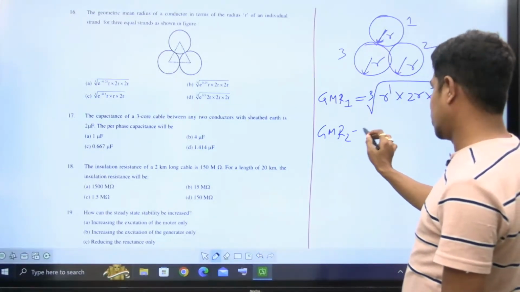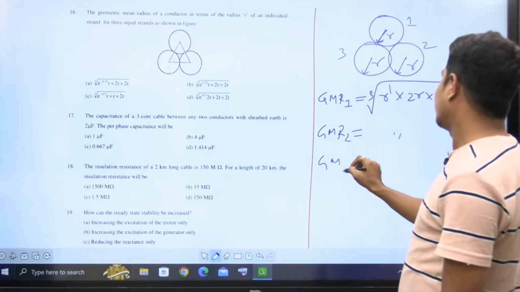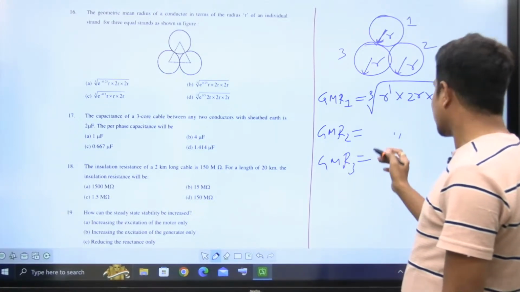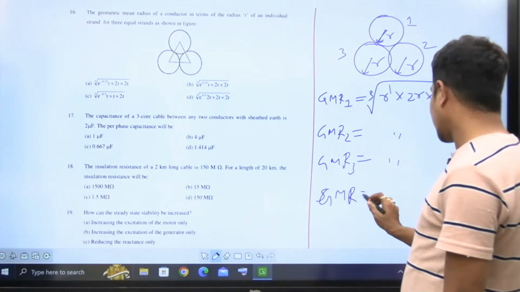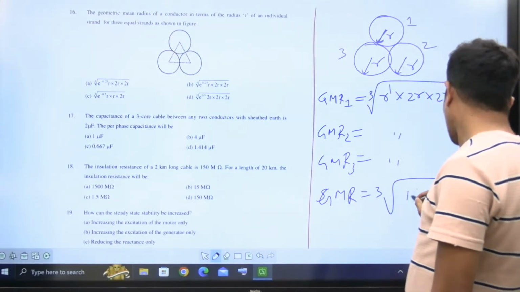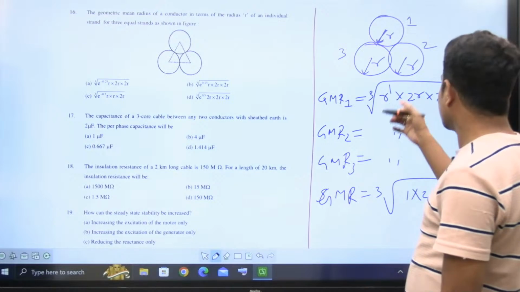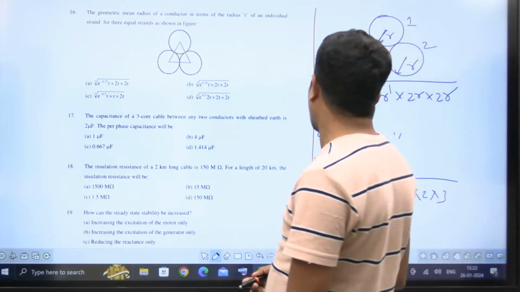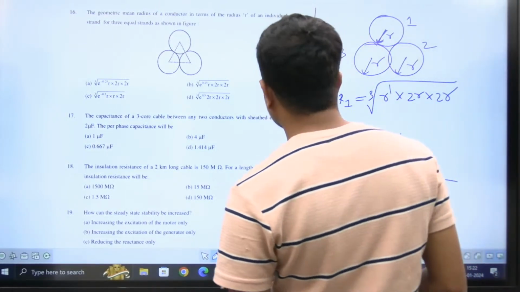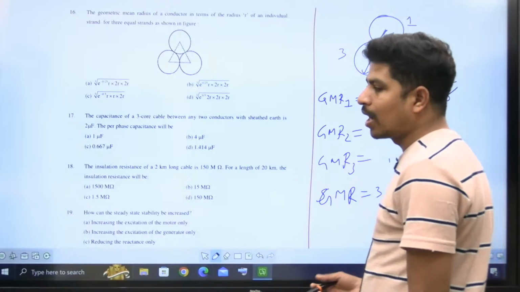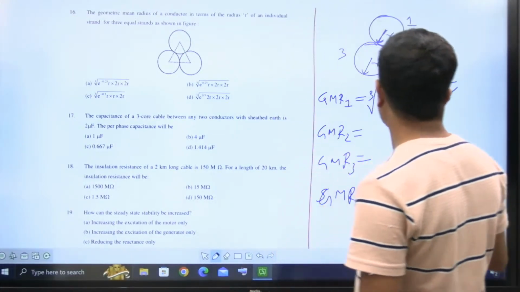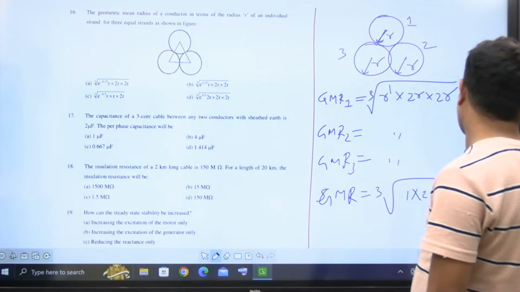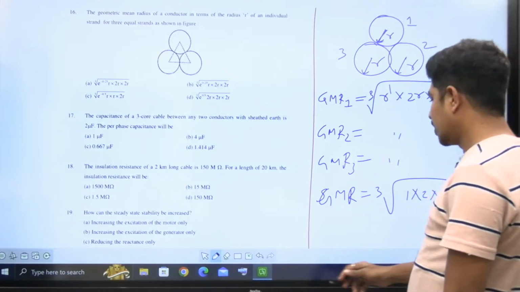The distance is 2r. It is the cube root of GMR of 1 also. Actually, I have written it as self GMD. Same. GMR of 3 also, same. Now GMR of the entire conductor is the cube root of 1 into 2 into 3. That will be the same. That is the cube root of r dash. How much is r dash? 0.7788 into r, that will be e power minus 0.25. You have to know that with the calculator.